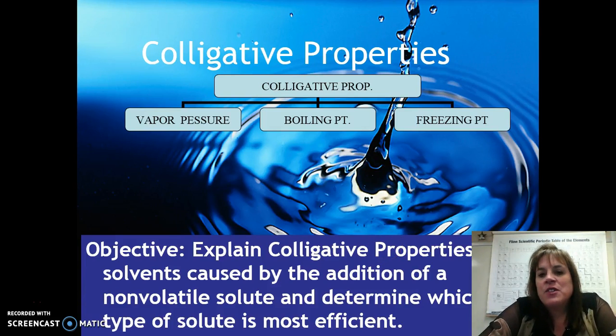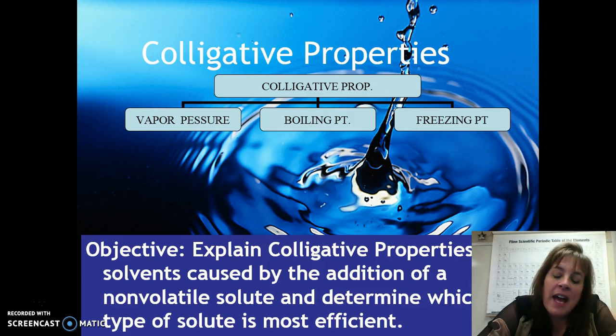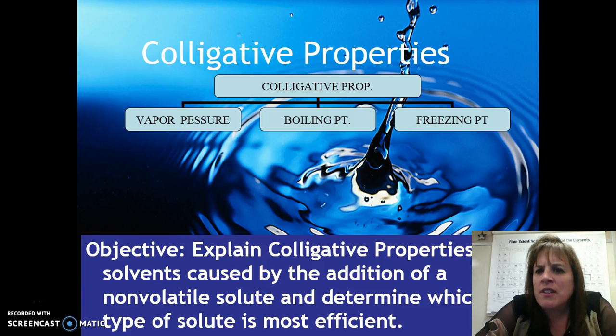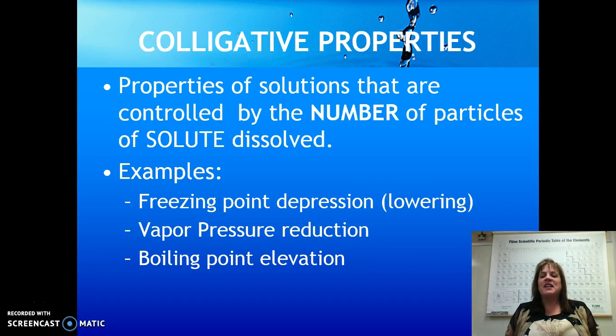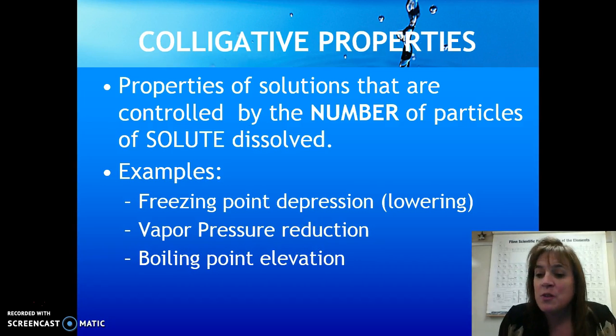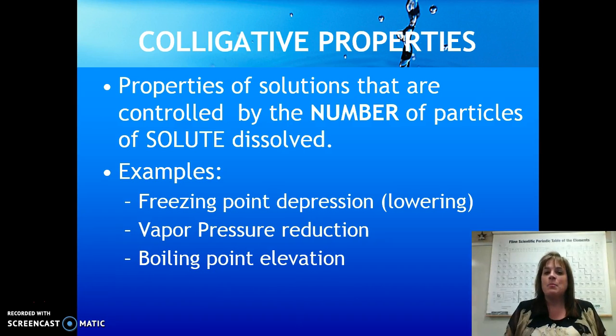In our last video for chapter 14, we're going to talk about something with a strange name. It's called colligative properties. So I'm going to explain to you what they are, and then we're going to look at how we figure out what's more effective at whatever these colligative property things are. So what are colligative properties? Well, colligative properties are properties of solutions that are controlled by the number of particles of solute that dissolve.